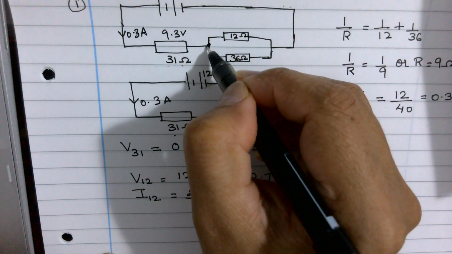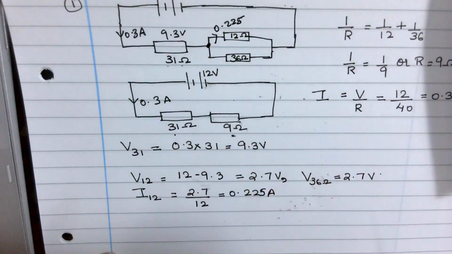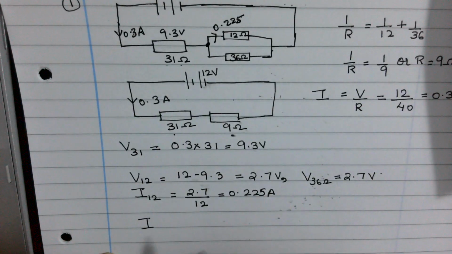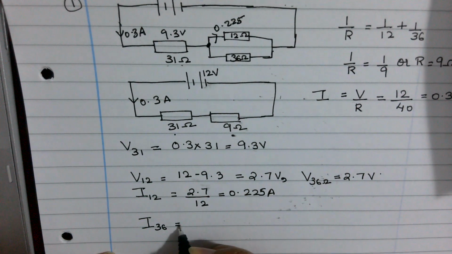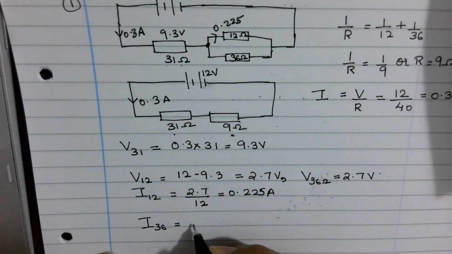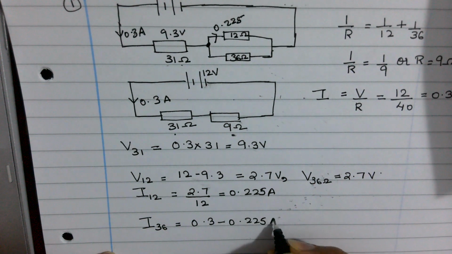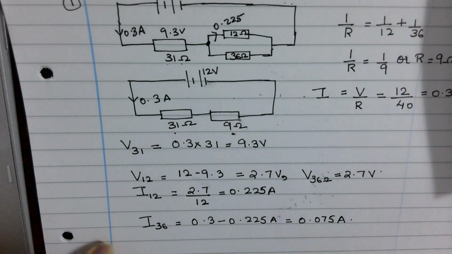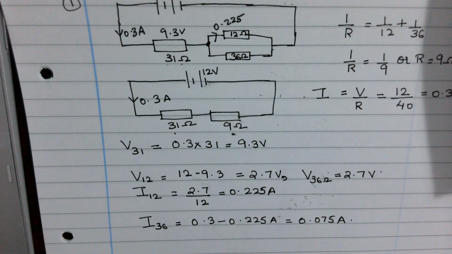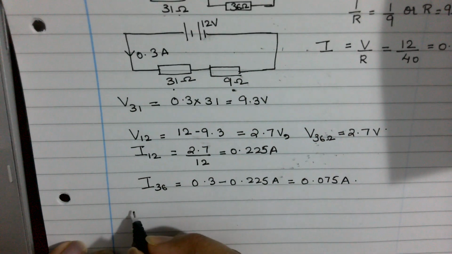Now once you know this, what has happened here is 0.3 amps came here, went through this, and it has split here. Out of that, 0.225 goes to the top branch. So without doing any other V equals IR equation, the current that goes through this 36 ohms is going to be, the total current was 0.3, from that 0.225 amps goes through the top, so 0.075 amps should be going through the bottom resistor.